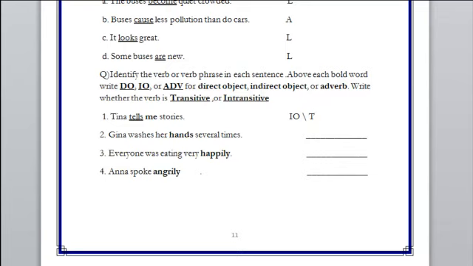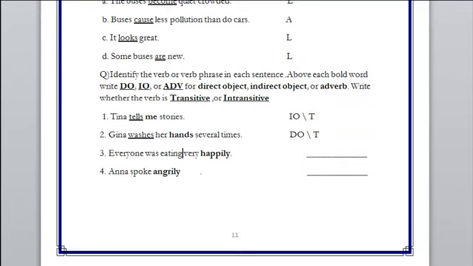The second one: Gina washes her hands several times. Washes is the verb which we have to underline. She washes what? She washes her hands. So this will be the direct object. And with the direct object, I said direct or indirect, the verb you'll have is called a transitive verb because it has an object in the sentence.